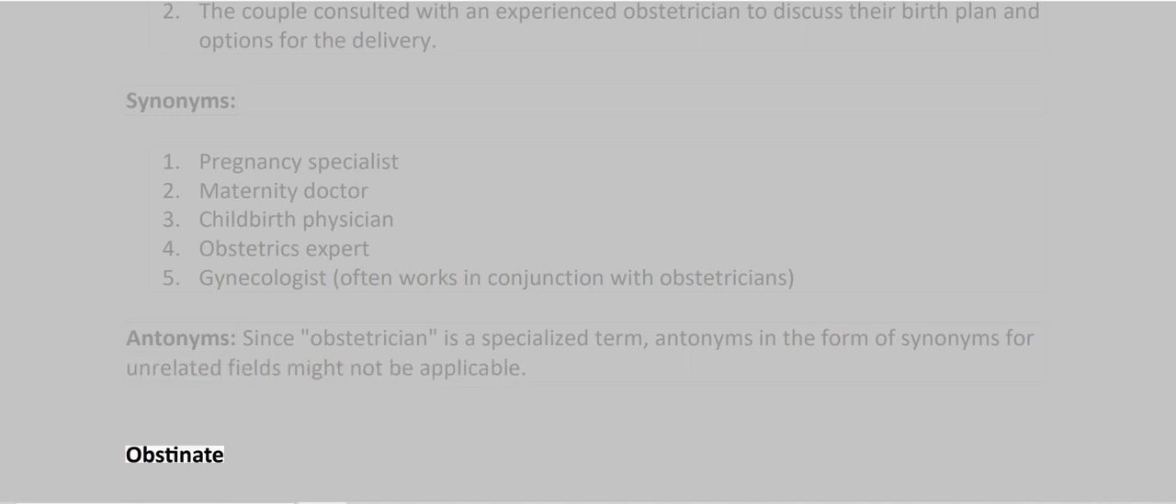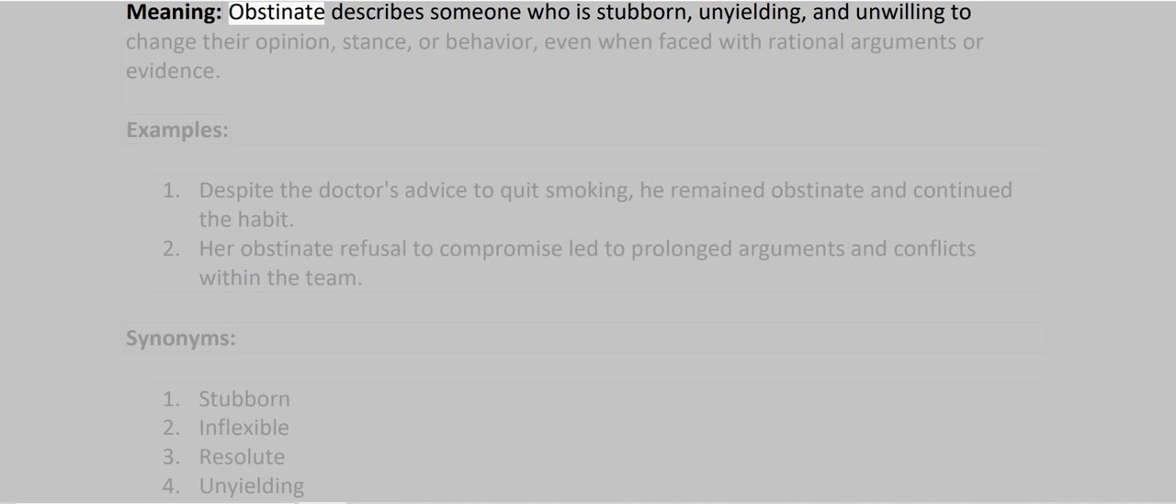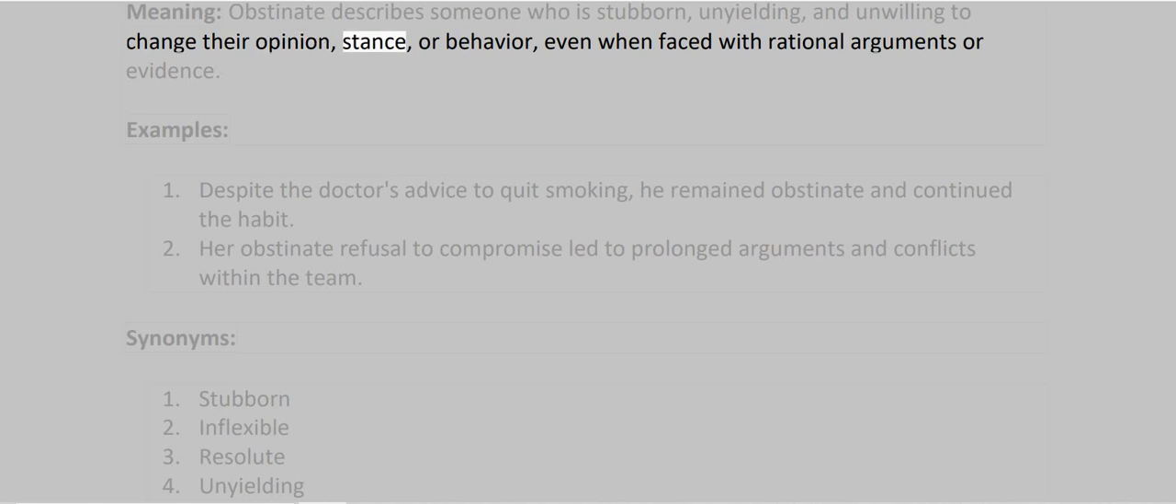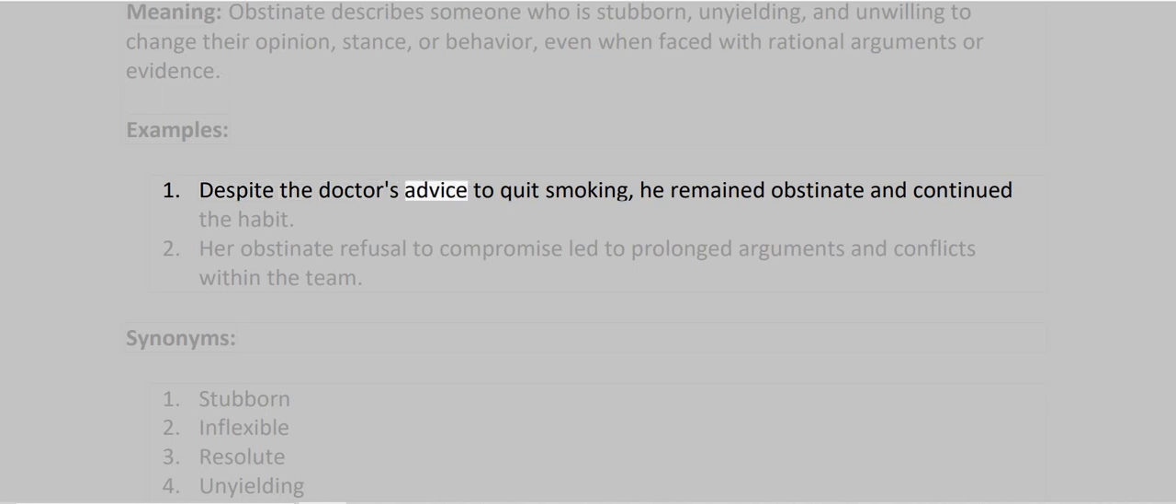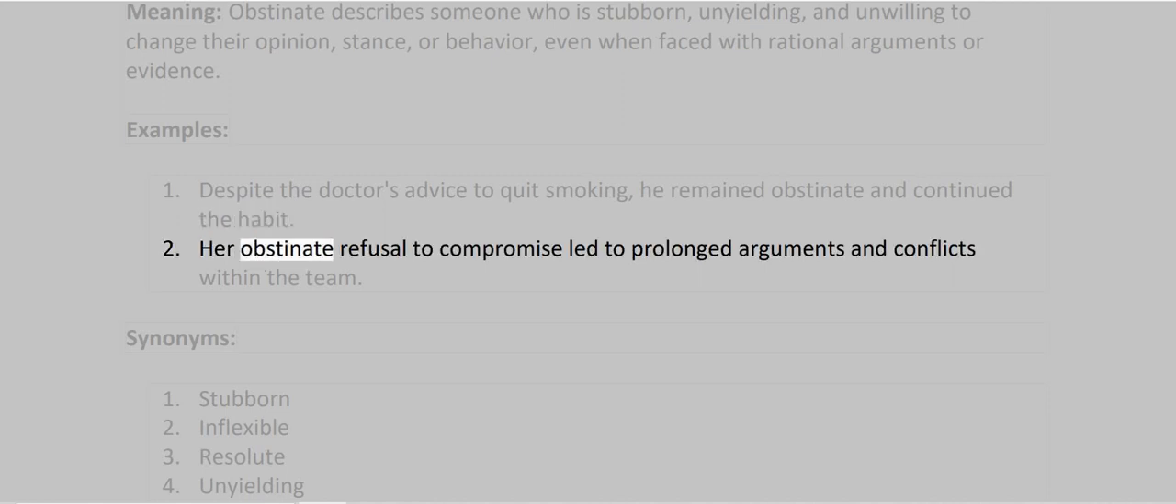Obstinate. Meaning. Obstinate describes someone who is stubborn, unyielding, and unwilling to change their opinion, stance, or behavior, even when faced with rational arguments or evidence. Examples. 1. Despite the doctor's advice to quit smoking, he remained obstinate and continued the habit. 2. Her obstinate refusal to compromise led to prolonged arguments and conflicts within the team.